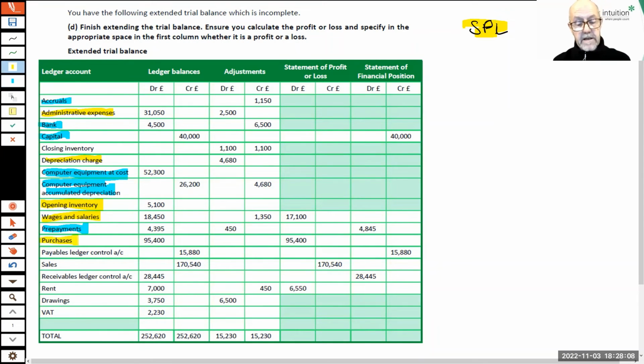Purchases, that's a thing that happens. Payables ledger control, ouch, that's a liability. Sales, that's something that happens, brings money in. Receivables control. Rent's just an expense, and drawings, like we said, is the one that spoils everything.